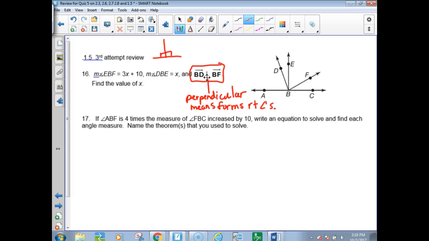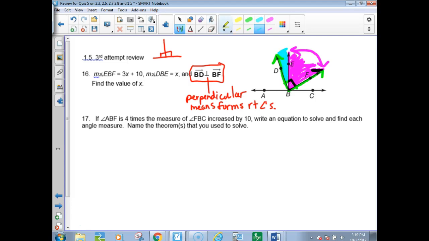Okay, so when you see that symbol, it means ray BD, and ray BD is over here. It goes from B through D. It's perpendicular to ray BF, which means this is a right angle. Okay, now, it says that angle EBF is here. Some people don't really know what an angle is yet. It's this inside here. It's the opening. It's how open it is from there to there. Okay, there's your BDF.